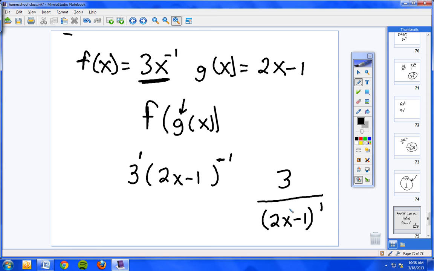There you go. You did it. You just did your first composition of functions. Now we're going to use this later in a very difficult word problem. Okay? Yes, Chase, go ahead.